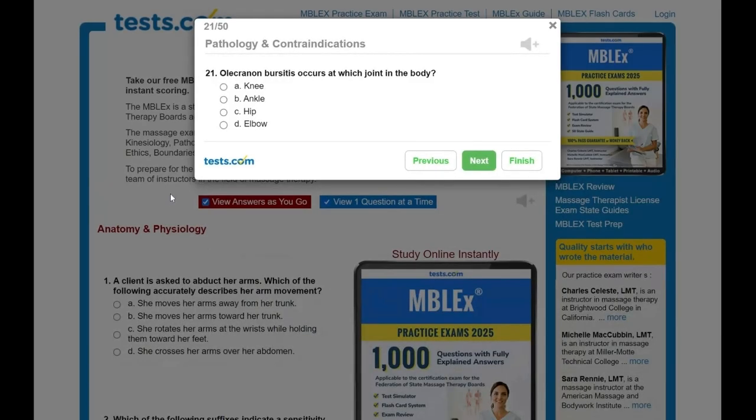Question 21. Olecranon bursitis occurs at which joint in the body? A. Knee. B. Ankle, C. Hip, D. Elbow.